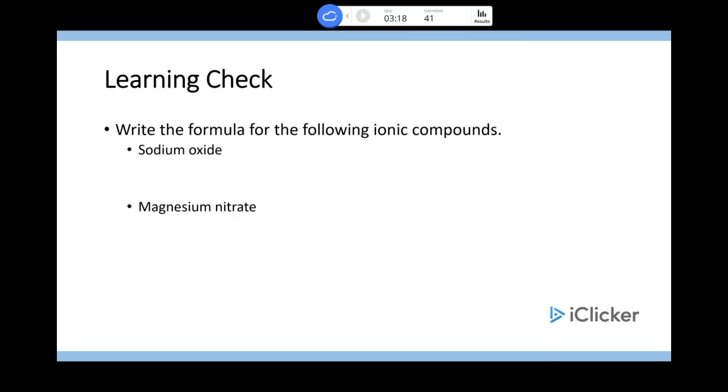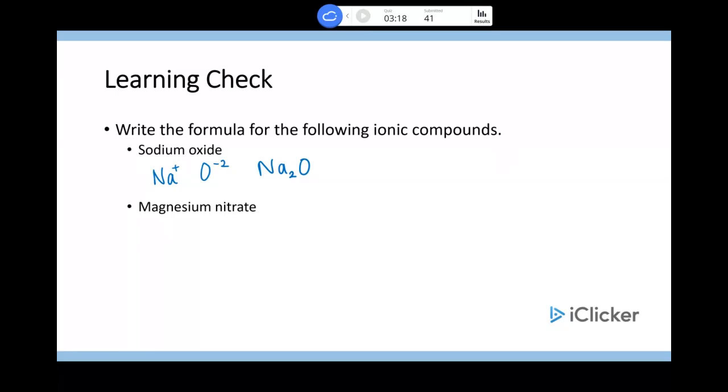First one, we have sodium oxide. We have sodium, which has a +1 charge. Oxygen has a -2 charge. Those are charges that you certainly should remember, the ones that do not change based on where the atom is located on the periodic table. To cancel out charges, we need 2 sodium atoms, so our molecule is Na2O.